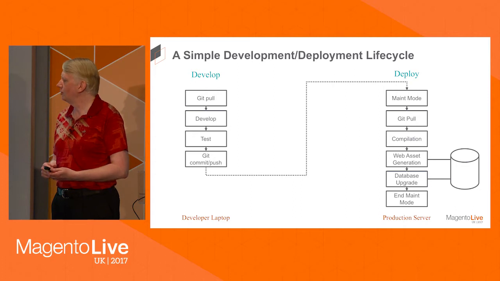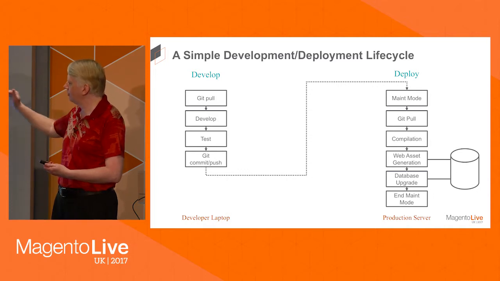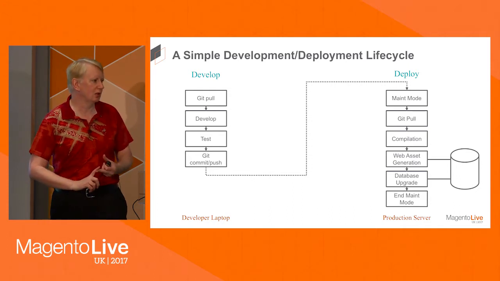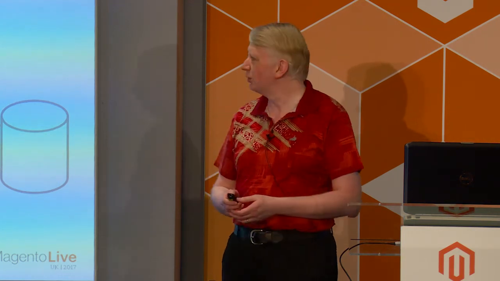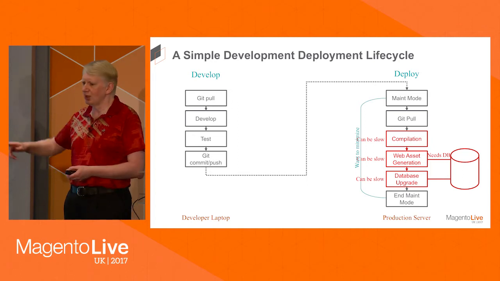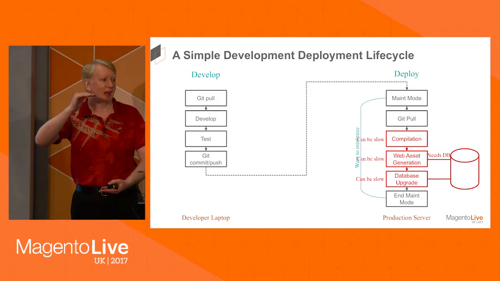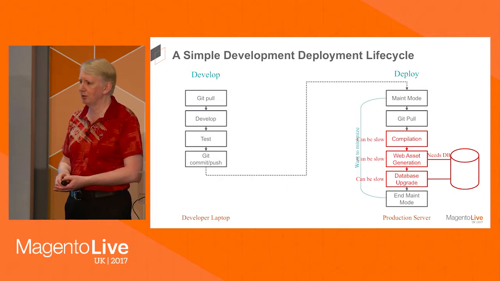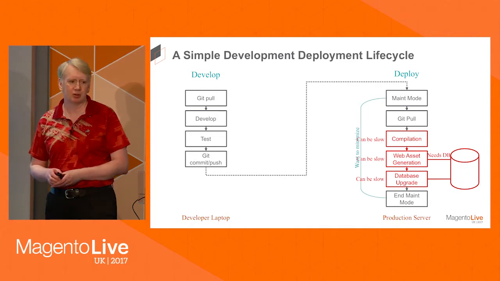You then take your final code, you push it into Git, and then you get over onto your deployment box. Well, in the old days, you might put it into maintenance mode, grab the latest code, run the various asset compilation, the DI compile, and the static asset compile, and so forth. Upgrade the database if necessary, and take it out of maintenance mode. So what's the problem with that? Well, the problem is the compilation step can be slow, the web asset generation can be slow and it's tied to the database, and the database upgrade can be slow, and this was all in your downtime for your site upgrade. Not what you want. You don't want your site down for that period of time. And so what we're trying to do is to reduce that amount of time within those steps. That's the goal.